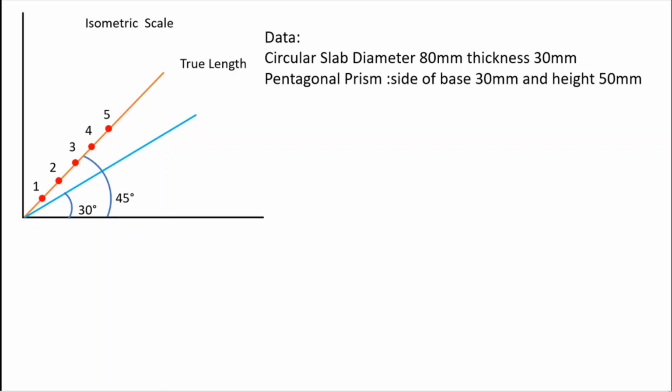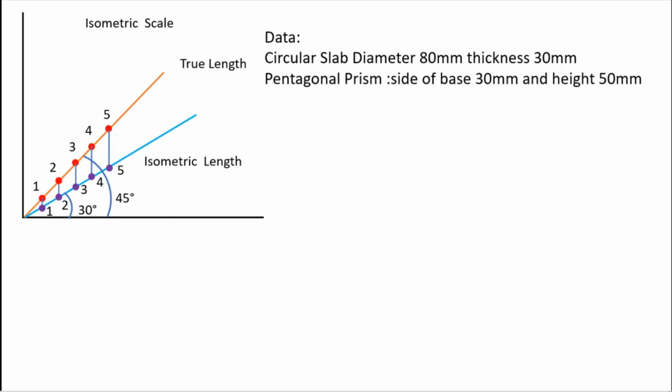From these divisions, we drop vertical onto the line inclined at 30 degrees and find the intersecting points. These points or divisions represent the isometric length. We will be using these isometric lengths for construction of our problem.